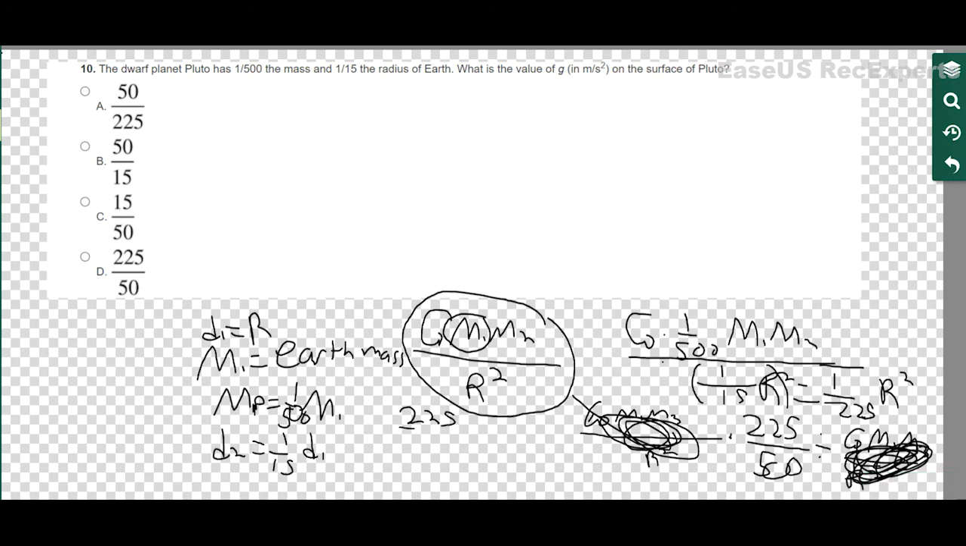So we have 225 over 500, which is equal to the proportion of Pluto's gravity compared to the Earth's gravity. Now, this is a proportion system, so we have to multiply by the Earth's gravity. Now, the Earth's gravity is 10, right? We're using 10. It's more exact at 9.8. So now we have 50 here, and we cancel out this. And 225 over 50 corresponds to choice D. So we'll check that.